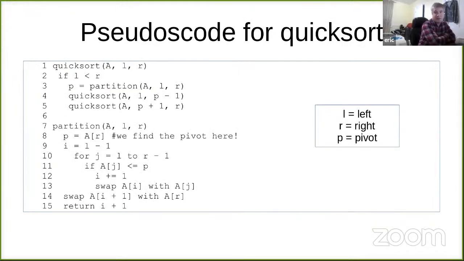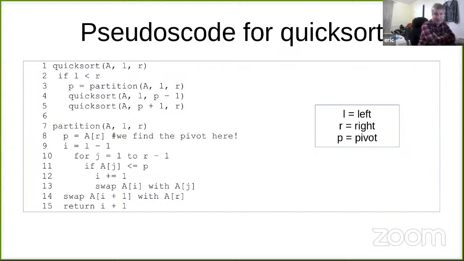So if we look at the pseudocode for quicksort, we're going to take in the array, which is A, and then we're going to take in the beginning position and the end position, which is L and R, respectively. And then we're going to find that pivot, which is in line 3 there. And then we're going to divide it again in lines 4 and 5. So 4 is going to be the array to the left, and 5 is going to be the array to the right. And it's going to keep on doing this until it has just size 1.